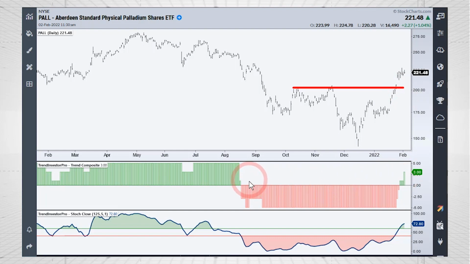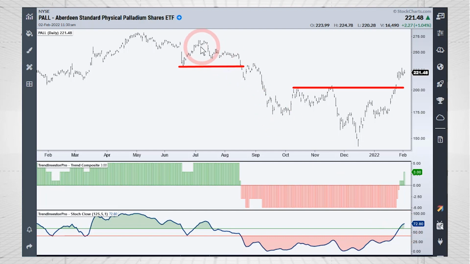And if we go back, you can see in August when Palladium broke support here, the trend composite turned bearish, and that ushered in this downtrend. So if we look at where Palladium is now, StochClose is in the low 70s.